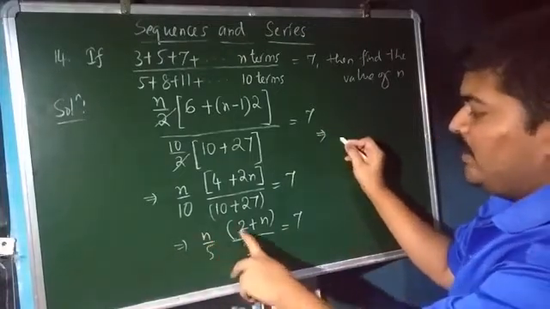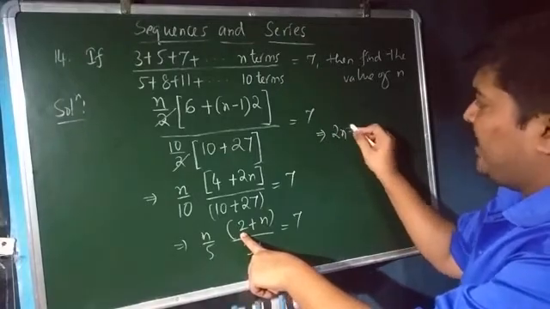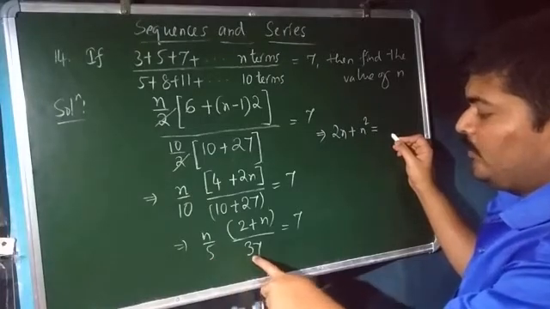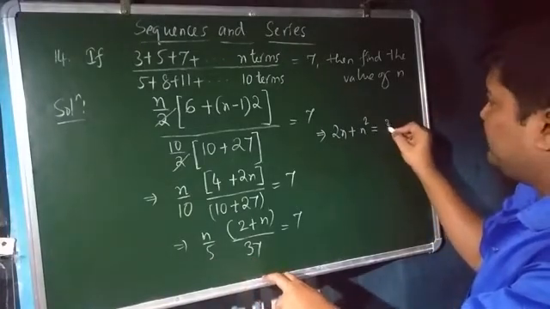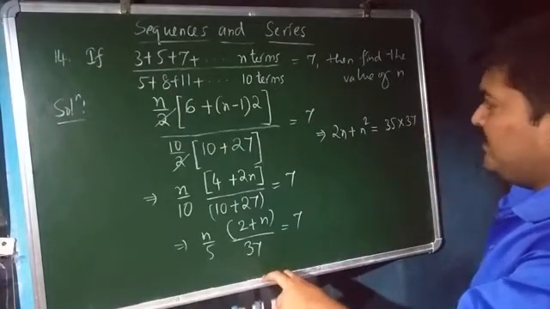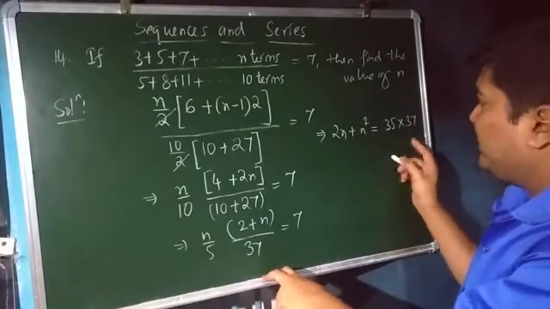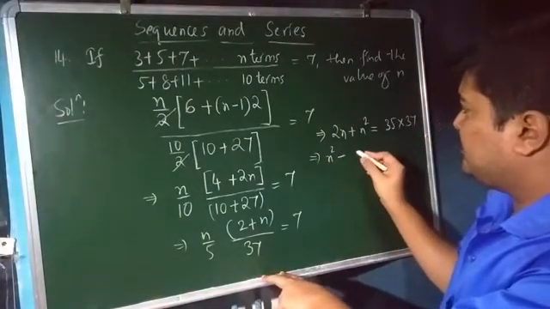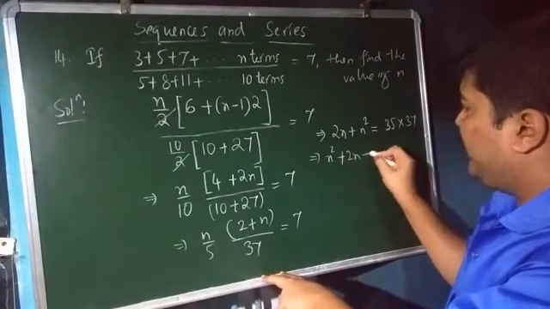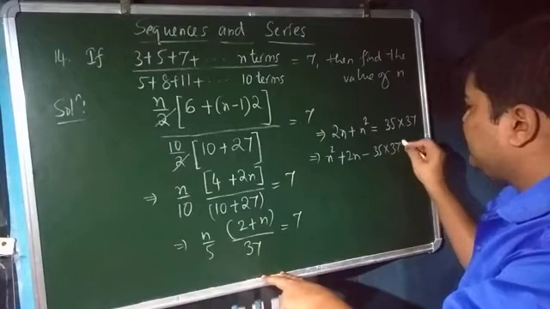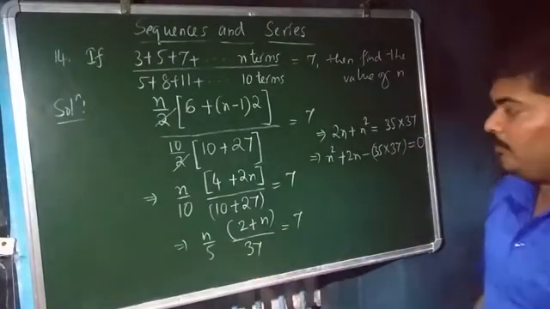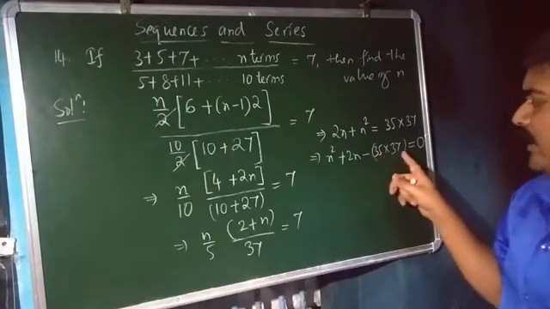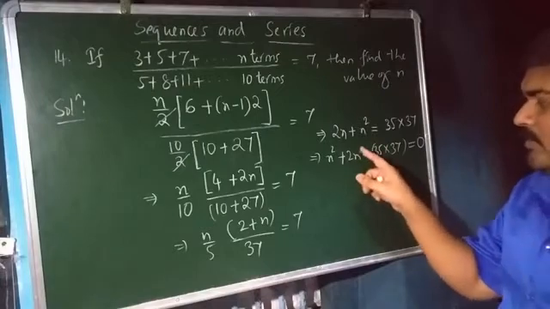You are left with n into (2 + n), that is 2n plus n square, equal to 35 multiplied by 37, isn't it? I hope all of you can understand the solution up to here. Now this implies n square plus 2n minus 35 into 37 is equal to 0. See here, if you multiply the first and last terms, you should get minus 35 into 37, and if you add them, you should get plus 2.